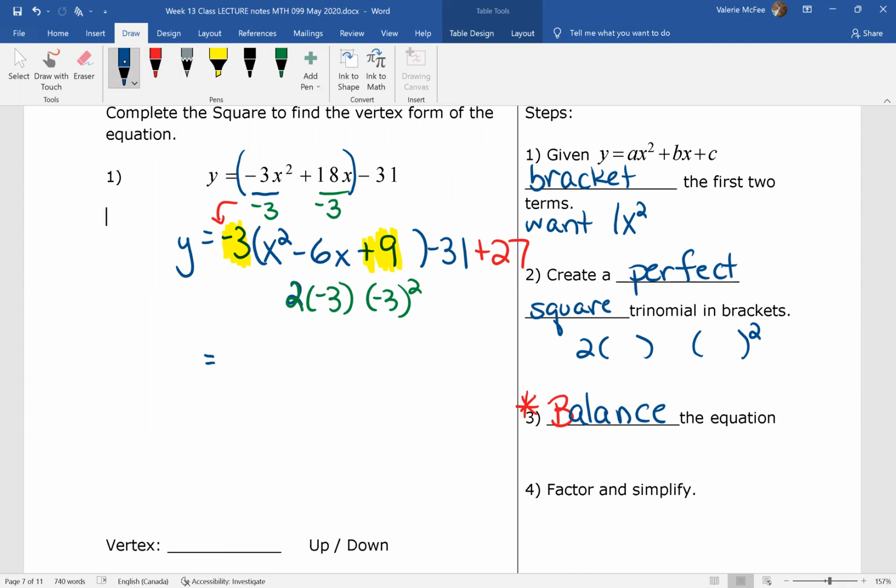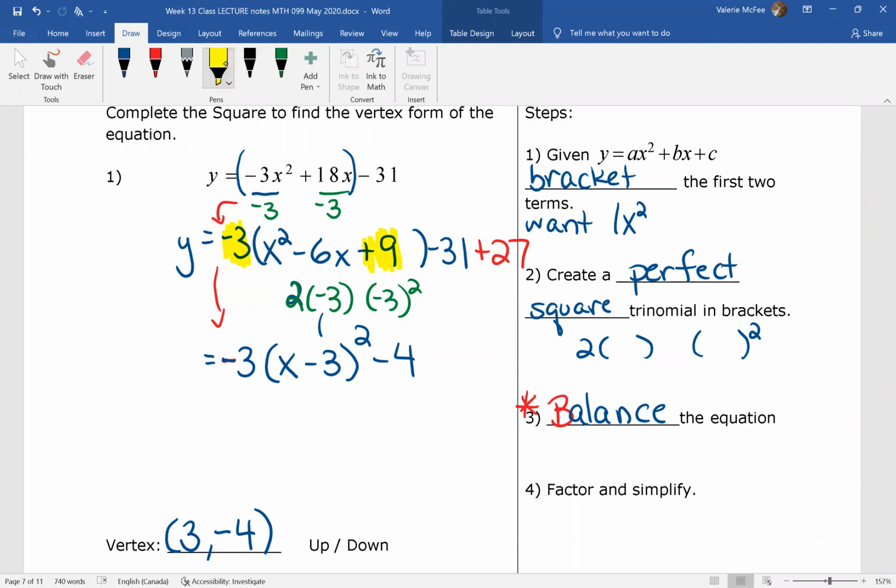So now we factor and simplify. Again, keep that -3. Use this -3 to factor. -31 plus 27 is -4. Now we have our vertex form of the equation. Remember, to find the vertex, we use the opposite of the sign beside h, so +3, and we use the sign shown for k.